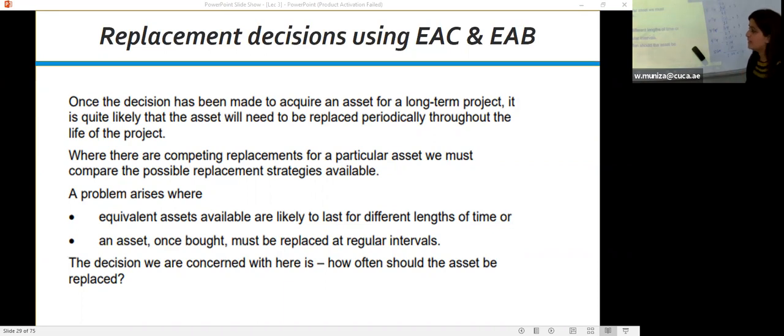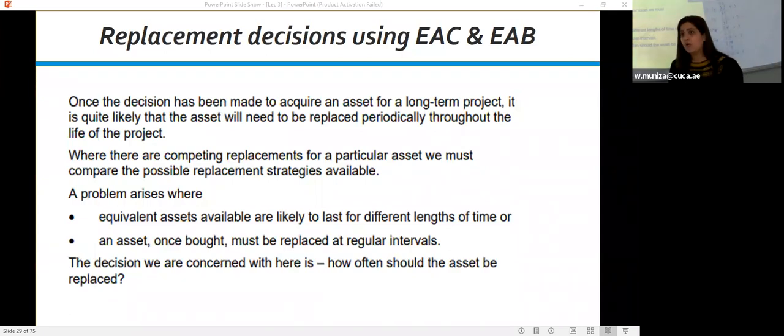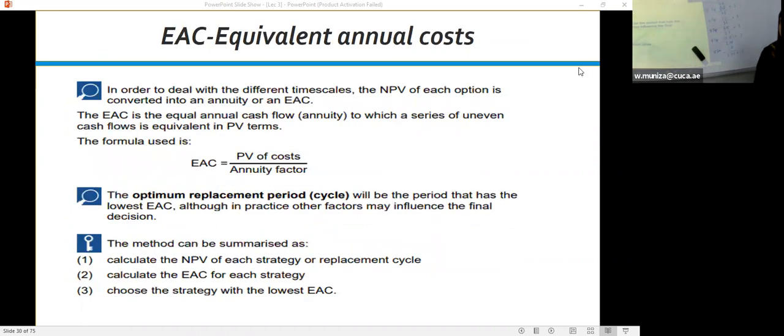This is again a problem, and the decision we are concerned with here is how often the asset should be replaced. Obviously, the option which will give us the highest benefit, we will go for that. So we will be using EAC in that case, that is equivalent annual cost. So what is the formula to be used?